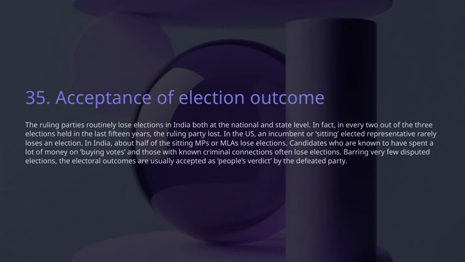Most importantly, despite some disputed elections, the general trend is that the defeated parties accept the results as the people's verdict. This acceptance of election outcomes is crucial because it sustains the legitimacy of the democratic process. It ties into the broader theme of how democratic institutions and electoral processes function to uphold stability and public trust.